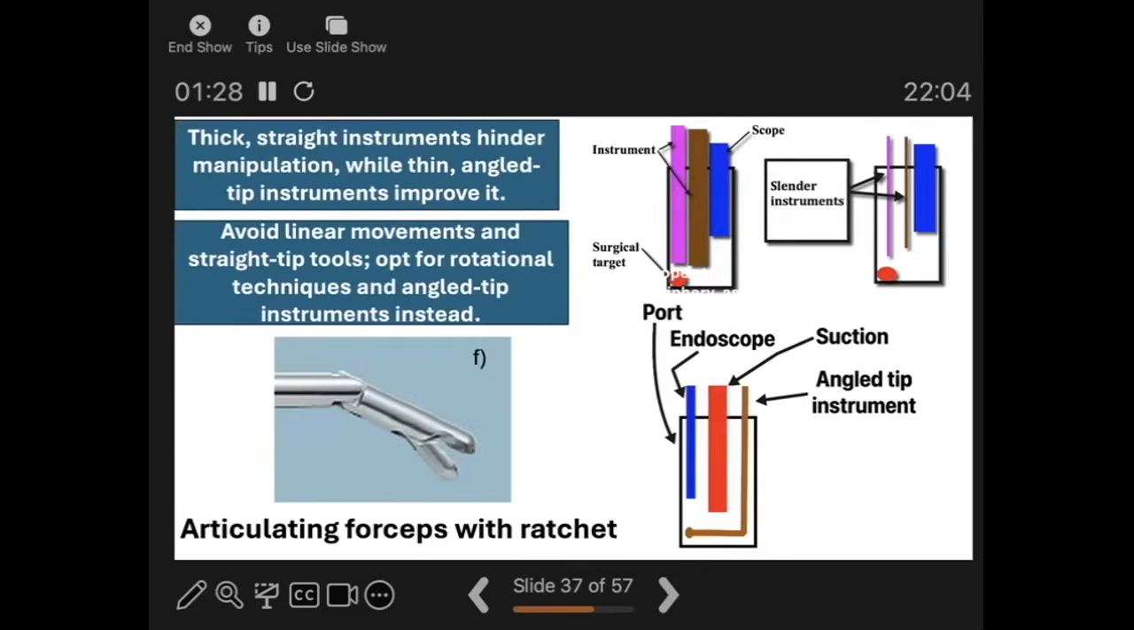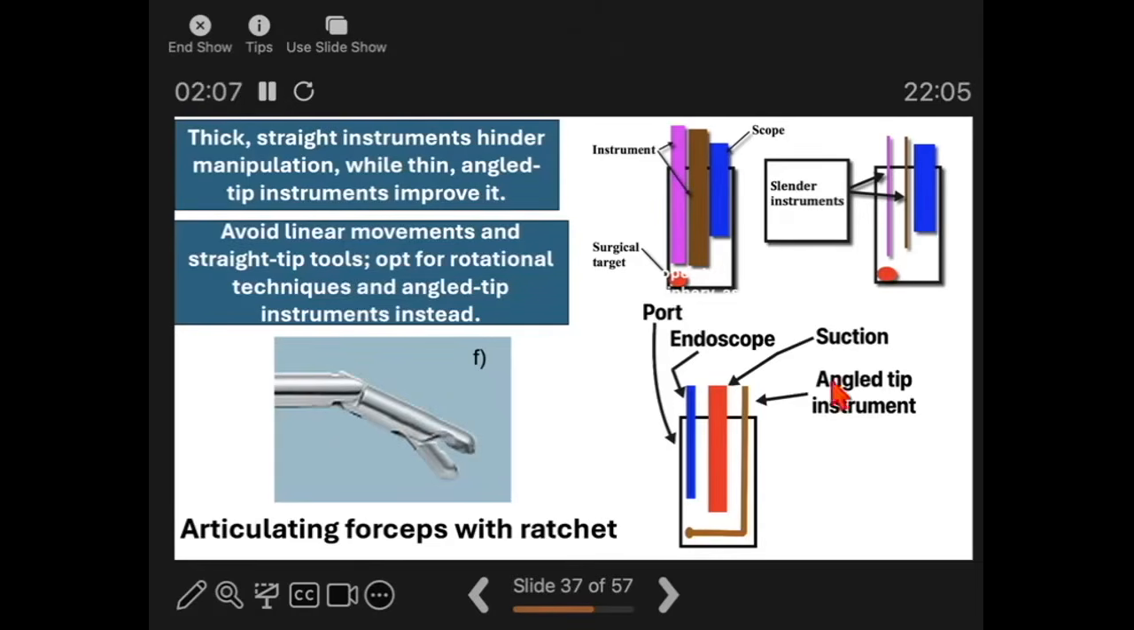This slide shows that the thick and straight instrument restricts movement, whereas thin and angle tip instrument enhance mobility. Instead of linear movement, rotational movement with angled instrument should be used. Angle tip instrument allow access to the corner, and articulating forceps with ratchet provide additional reach to the corners.